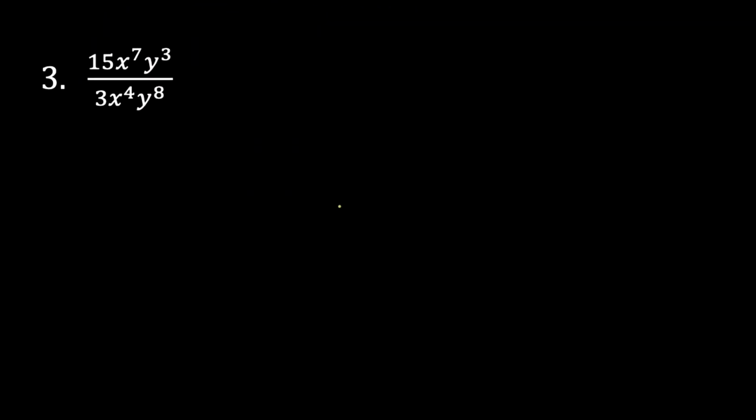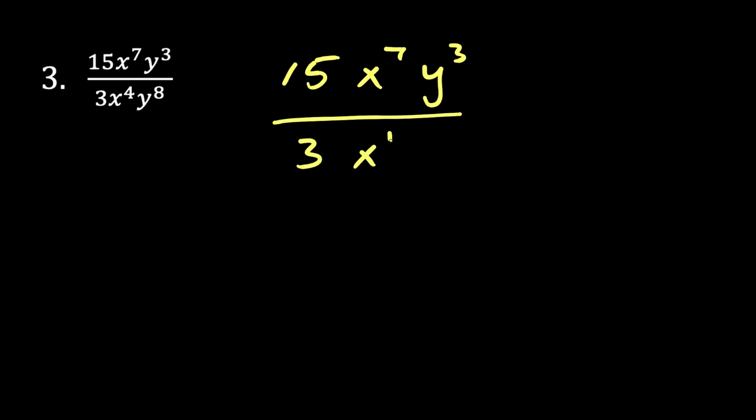Number 13, we see our first look at division. And again, we can do something very similar and just regroup things. Let me just write this a little bit bigger. So we have 15x to the 7th y to the 3rd over 3x to the 4th y to the 8th. So you can break it up into pieces.